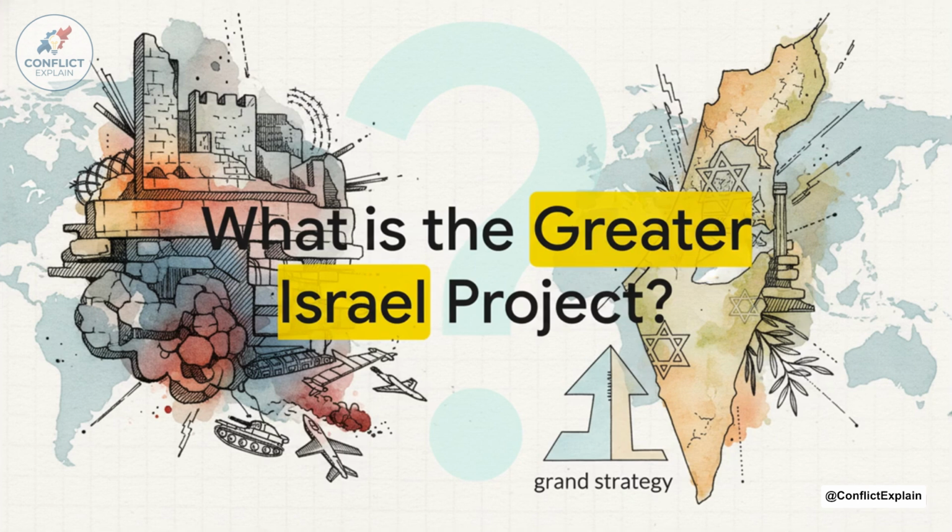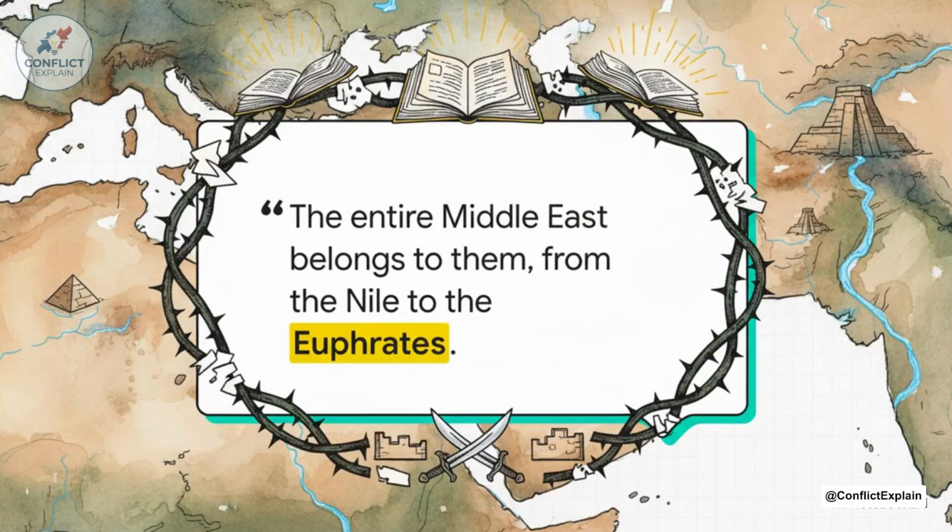So, applying this framework, what exactly is the Greater Israel Project mentioned by Professor Jiang? What is their queen, their ultimate grand strategy? Professor Jiang points out that this strategy is deeply rooted in biblical interpretation. It's an ideological foundation that views the entire Middle East as inherently belonging to them, stretching all the way from the Nile to the Euphrates. So from this analytical perspective, it's not just about border security, it's about fulfilling a religiously driven territorial mandate.